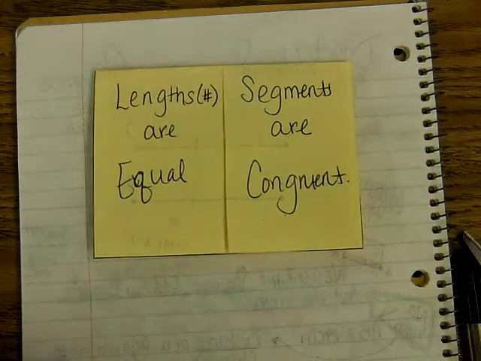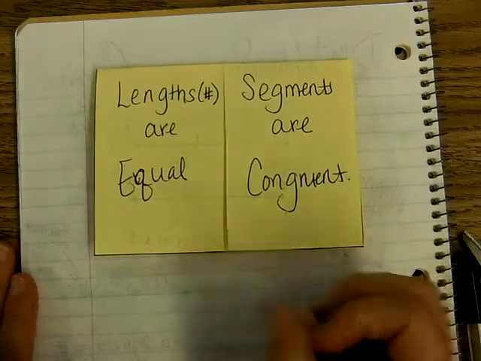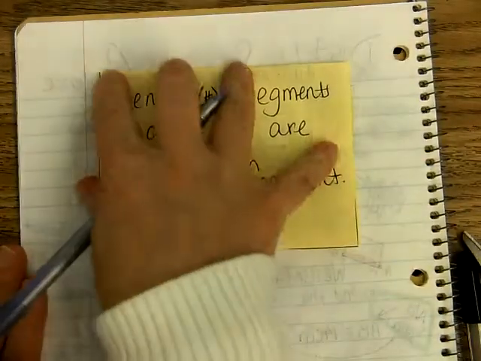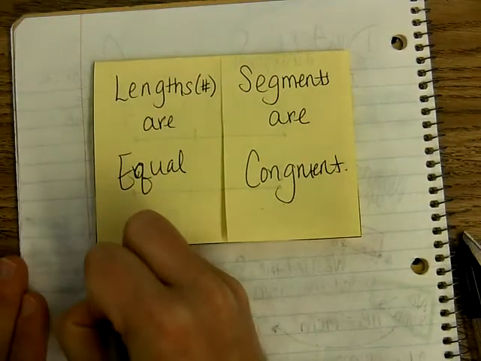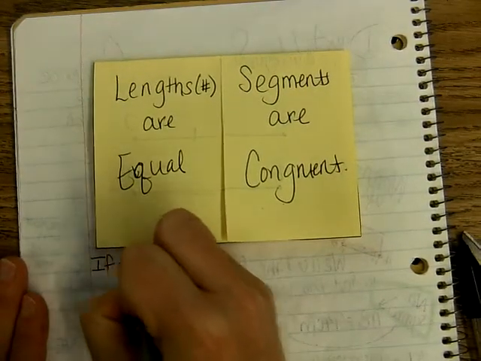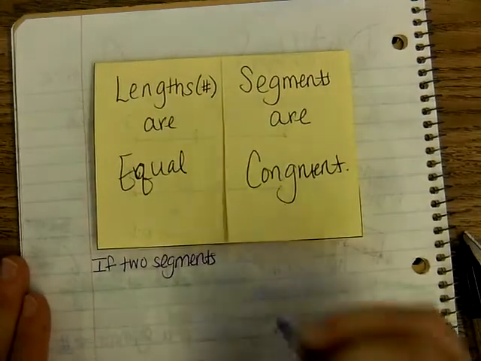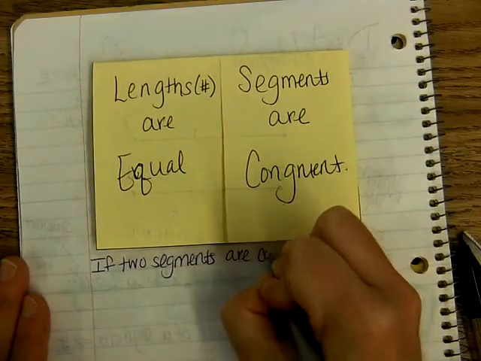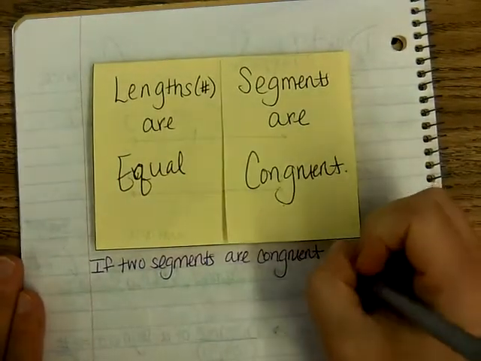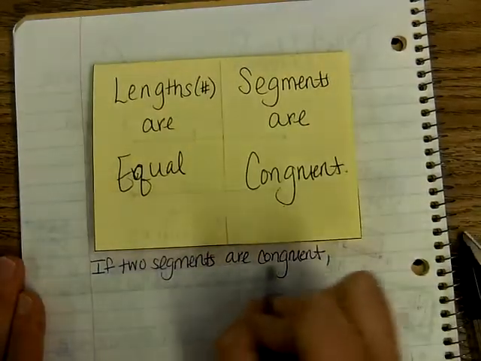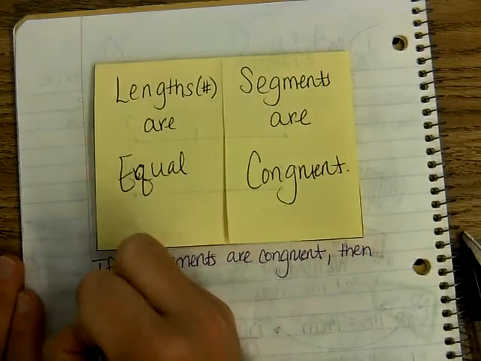The thing that I want you to know is if two segments are congruent, then they have equal lengths, because there is a relationship between what we're talking about here. So I want you to note that if two segments are congruent to each other, that means they have the same length. If two segments are congruent, then they have equal lengths.